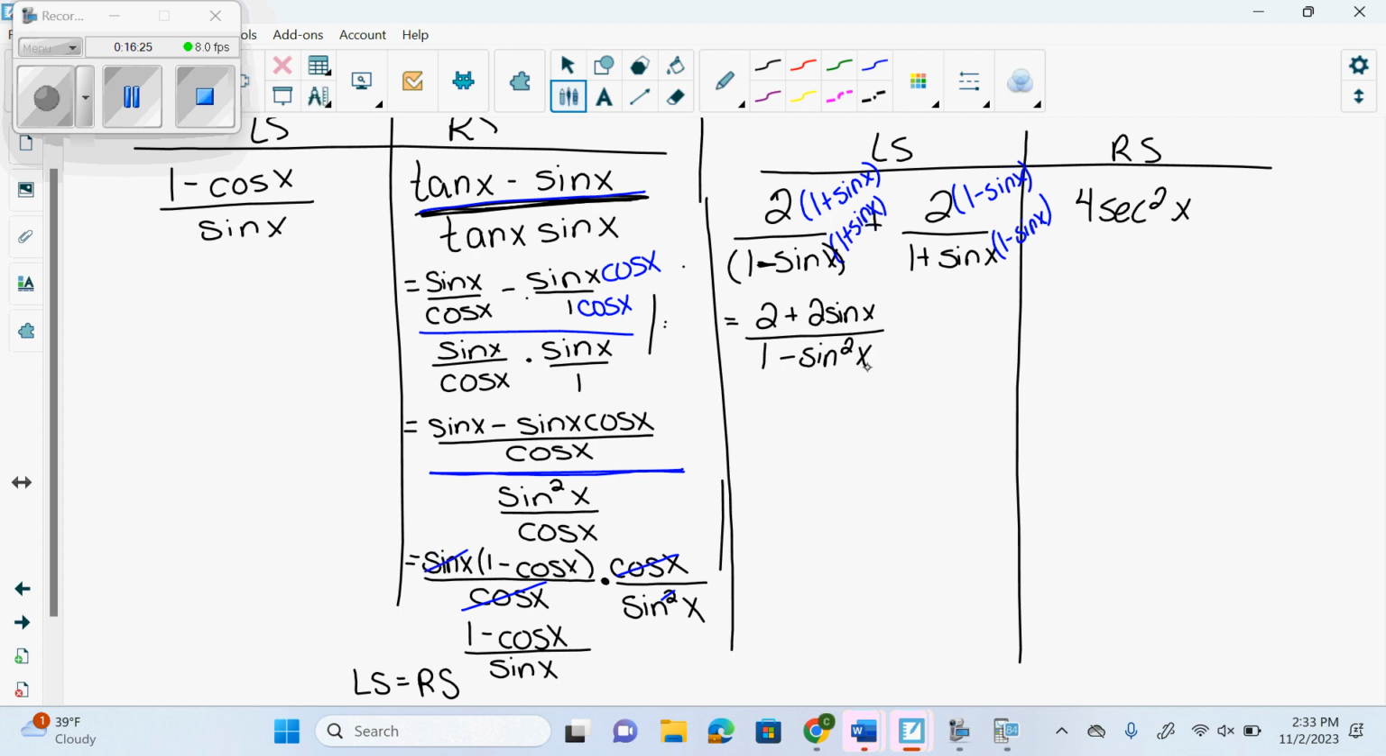Why would I turn it to that? What is 1 minus sine squared x? The same as cos squared x. So this can be plus 2 minus 2 sine x.